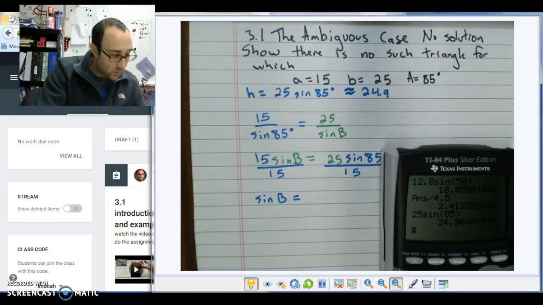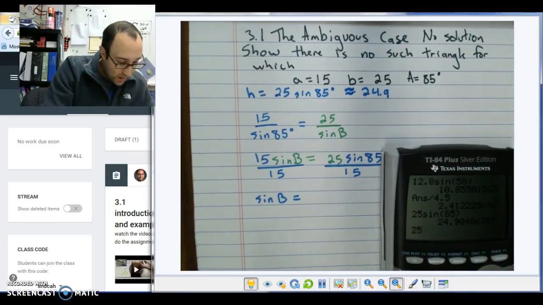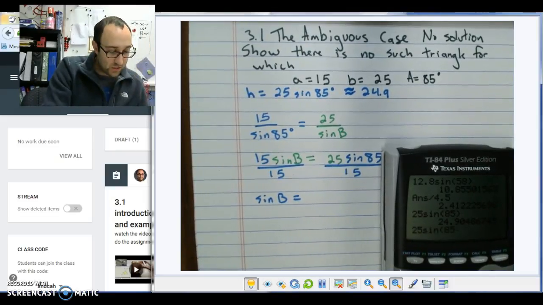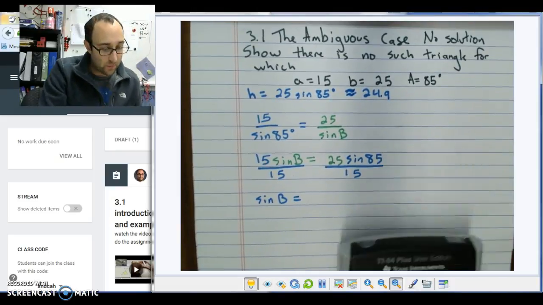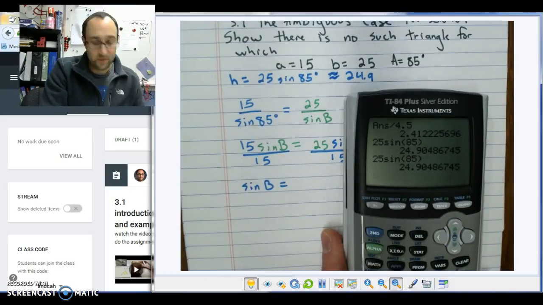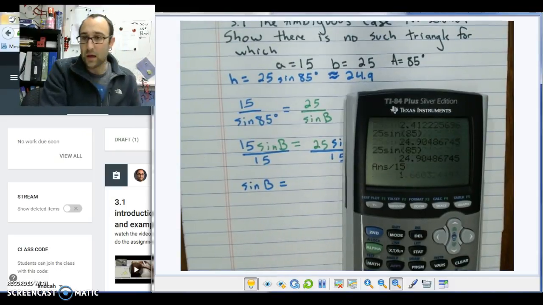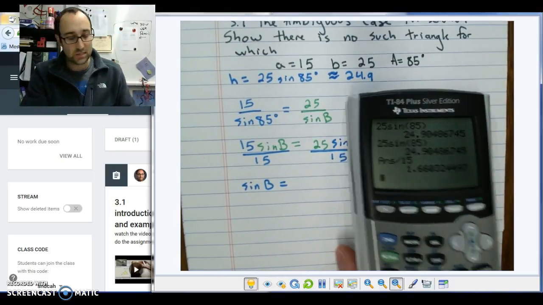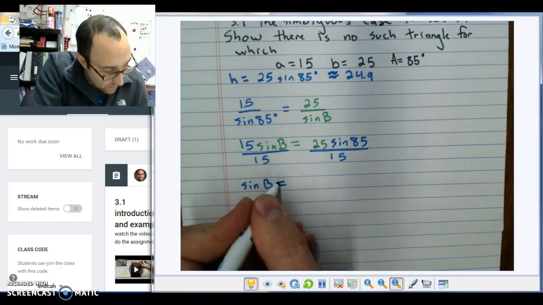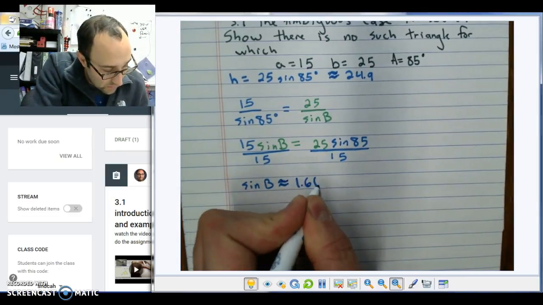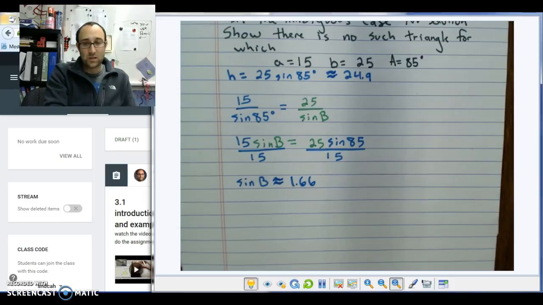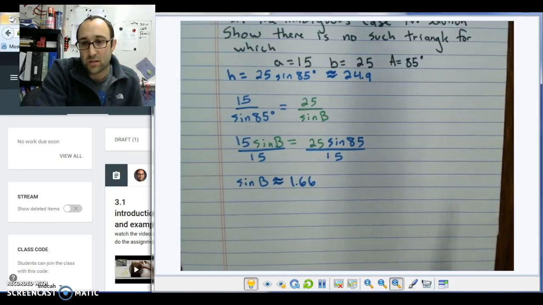So we have 25 sine 85 degrees. I'm going to hit enter, I'm going to get a number, and I'm going to divide that by 15. And I get about 1.66. So we can say sine B is about 1.66. Now if you remember back to your unit circle, what is the largest value that any angle can have for sine? It can only be 1. That's the largest it can be.